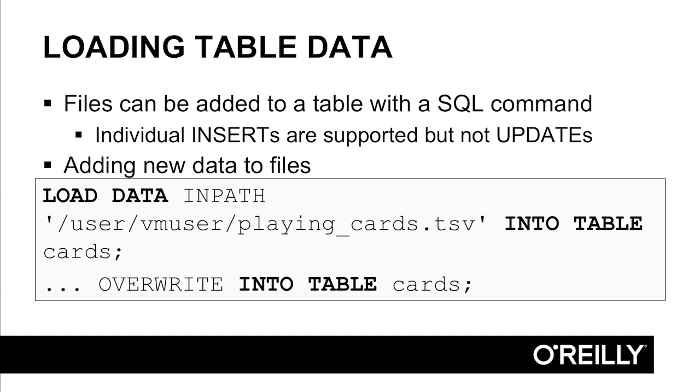However, we can change that by doing an overwrite. What an overwrite does is it will remove any data that's already there and just add that data that we're doing the load data inpath on. So there we have the ellipsis. So what we do is load data inpath /user/vm_user/playingcards.tsv, overwrite into table cards. Once again, that will overwrite any previous data and just the playing cards will exist there.